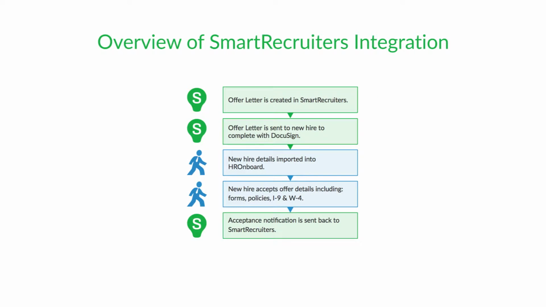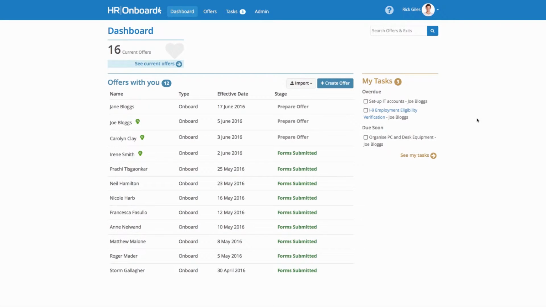HROnboard is employee onboarding software, enabling you to quickly and easily create and send offers to new hires in minutes. Today we're showcasing our integration with SmartRecruiters, available through the new HROnboard Marketplace. In this example, the candidate has already completed their offer letter using DocuSign in SmartRecruiters.